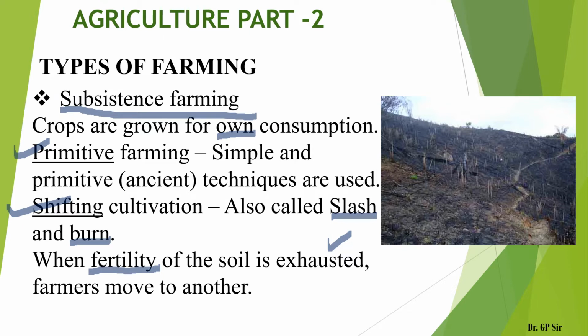And that burning, the slash and burn method, once they burn, will spoil the fertility of the soil. It takes too much time to regain the fertility, or sometimes the land may not regain the fertility because they burn and it goes to ashes. That is why this slash and burn is also called jhuming. Shifting cultivation is banned in most of the states. So under subsistence farming, you have to remember two things: primitive farming and shifting cultivation.